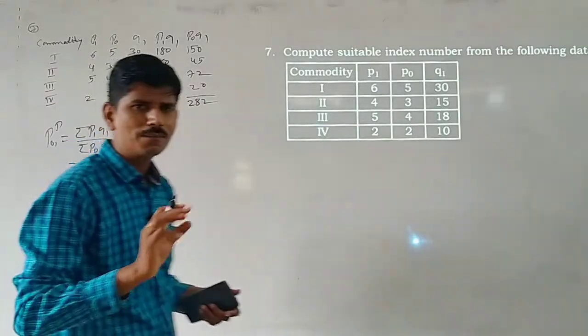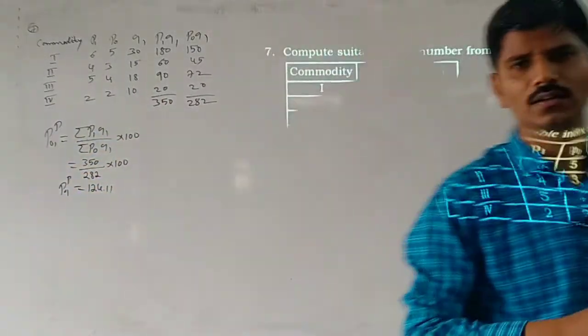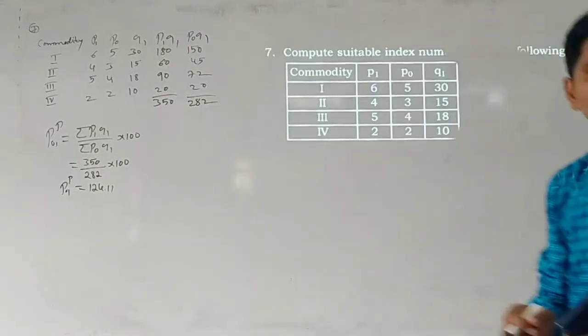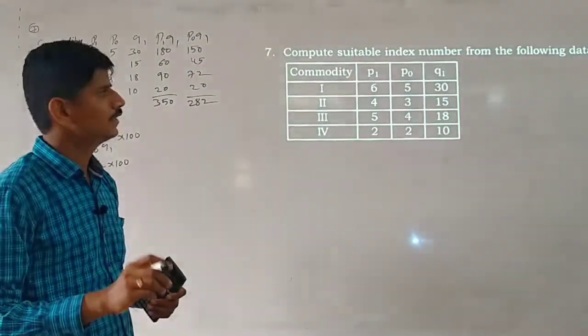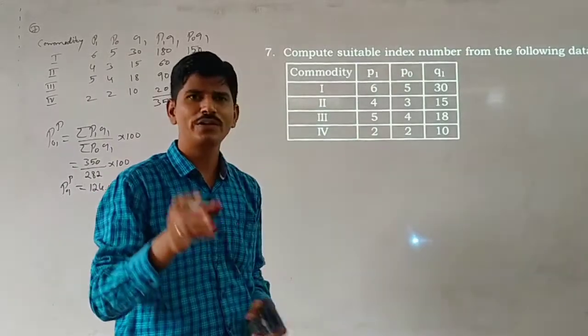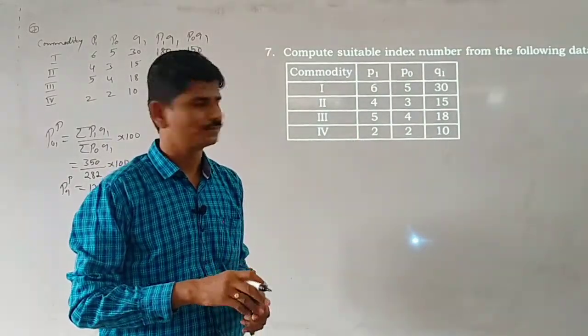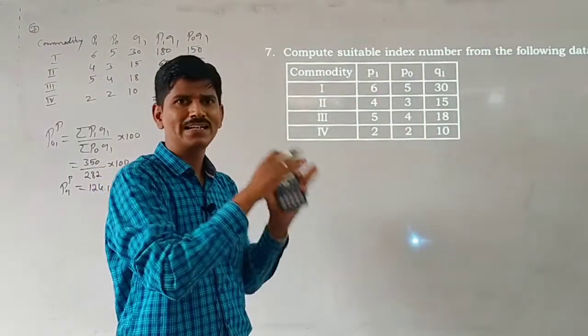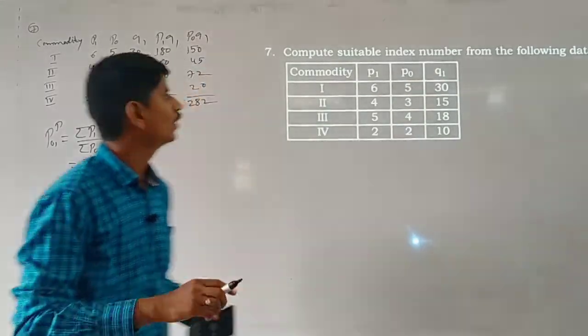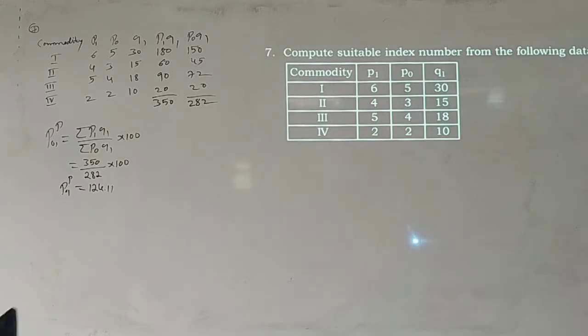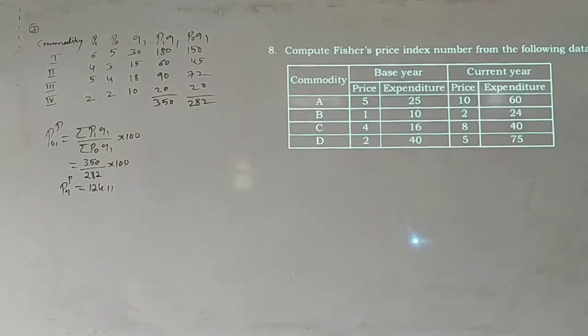It is a 5 marks question: calculate the suitable index number. Here they are given only Q1, so you have to take the Paasche price index number. Suppose they are given Q0 value, then you have to use Laspeyres price index number. Laspeyres deals with base year quantities and Paasche deals with current year quantities. This is problem number 7. Okay, the next, problem number 8.